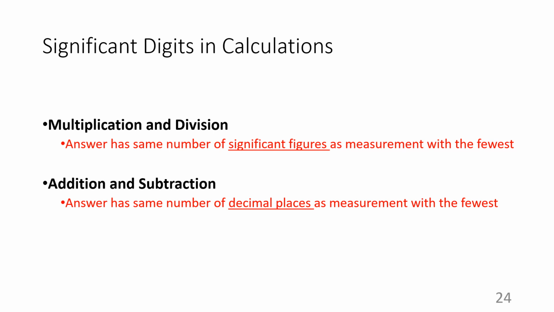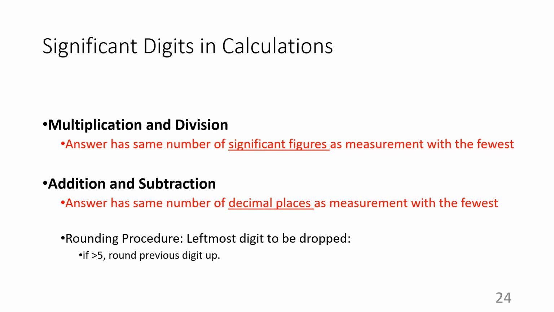Now, you will either need to keep the last digit the same or round it up depending on what is after that digit. So, if what is after the last digit is greater than 5, you're going to round up. If it's less than 5, you will keep the digit the same.